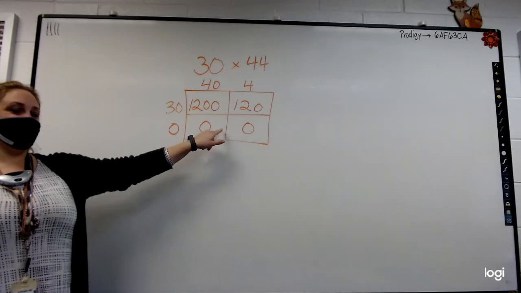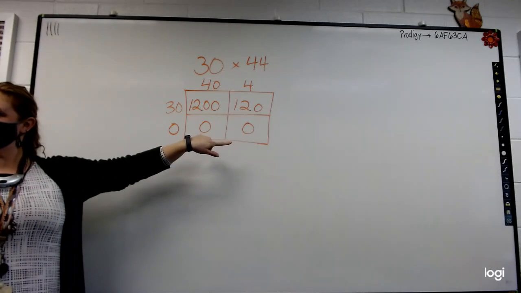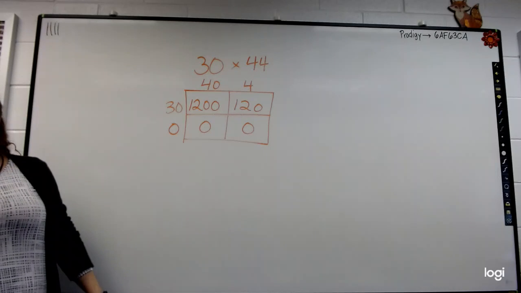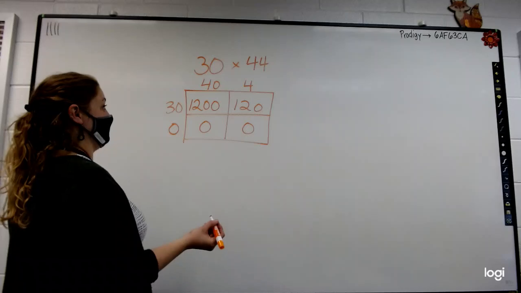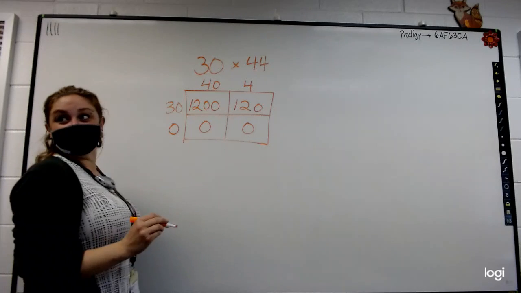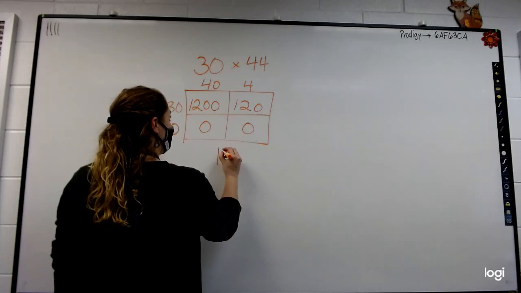Why did I get all zeros down at the bottom? Hayden? Because everything times 0 is 0. Oh, we have the 0 property, right? Everything times 0 is 0. So we only have 2 numbers we have to add up. So make sure you line up your place values.